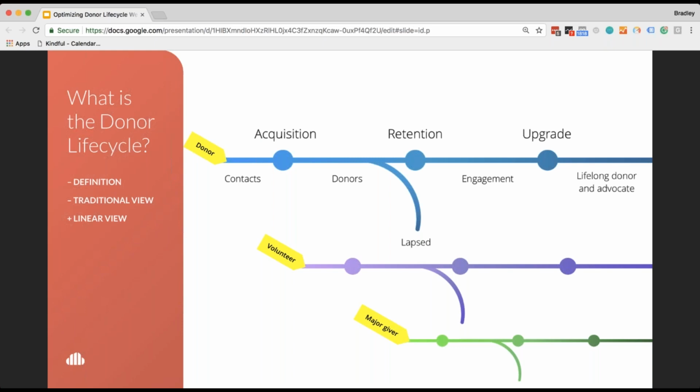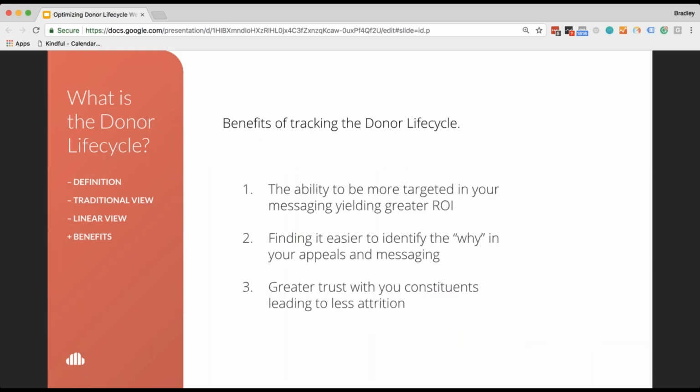So moving on, you may say, Bradley, look, this is all great, and I understand that we should be tracking all this, but this seems like a lot of work. If I do all this, what should I expect to get out of it? These are just a couple of the benefits of tracking the donor life cycle. The first is, and I've kind of already hit on some of these things, the ability to be more targeted in your messaging, yielding a greater ROI.